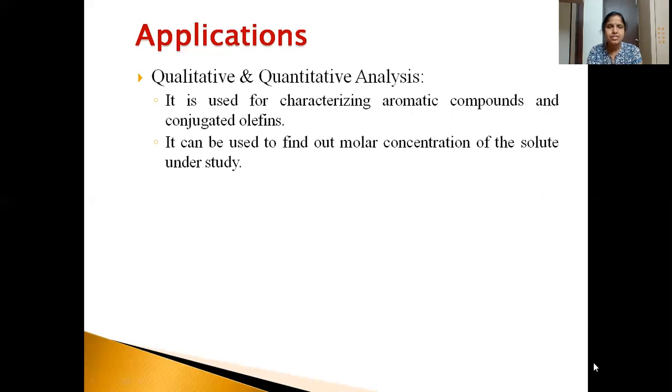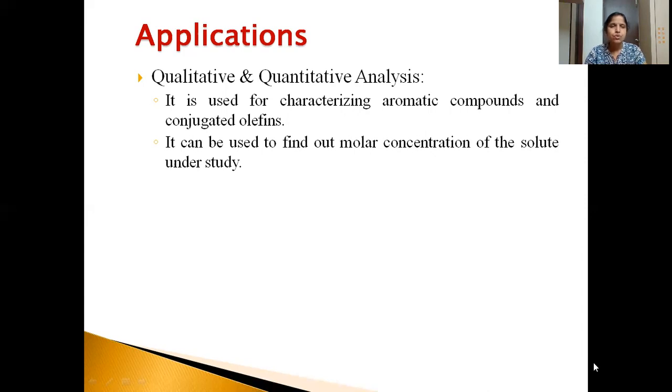It is used for characterizing aromatic compounds and conjugated olefins. It can be used to find out the molar concentration of the solute under study. Characterizing aromatic compounds means UV visible is for finding out whether unsaturation is present or not. If it is an aromatic compound, if it is a benzene ring, we should see the B bands, that is benzenoid bands, in the UV spectra. By looking at those B bands, we can conclude that it is an aromatic compound.